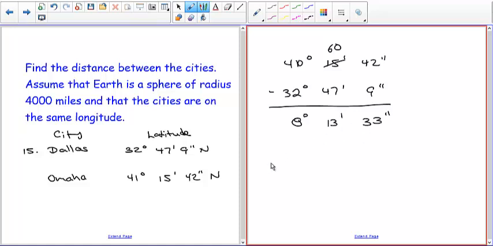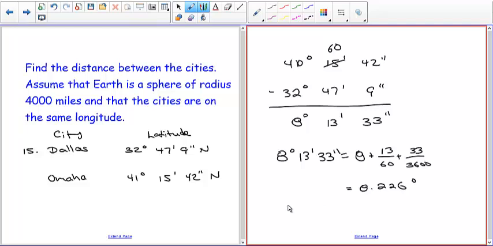And then we can convert that difference to degrees. So you take 8 plus 13 divided by 60 plus 33 divided by 3600. And I get 8.226 degrees. And then to find the distance, I take r times theta, but I'm going to have to convert this to radians, but I'll do that in a second.